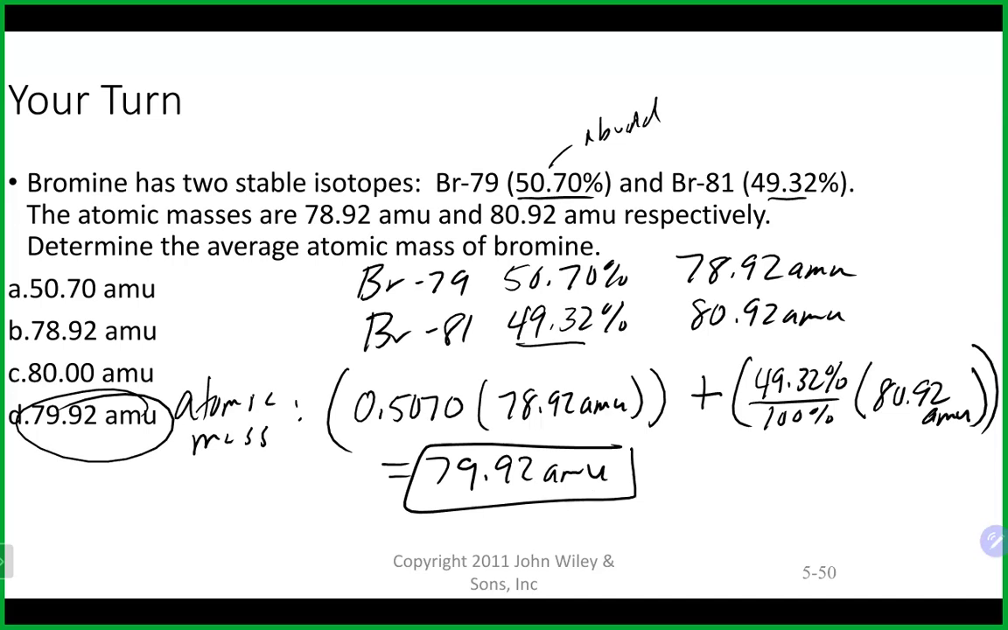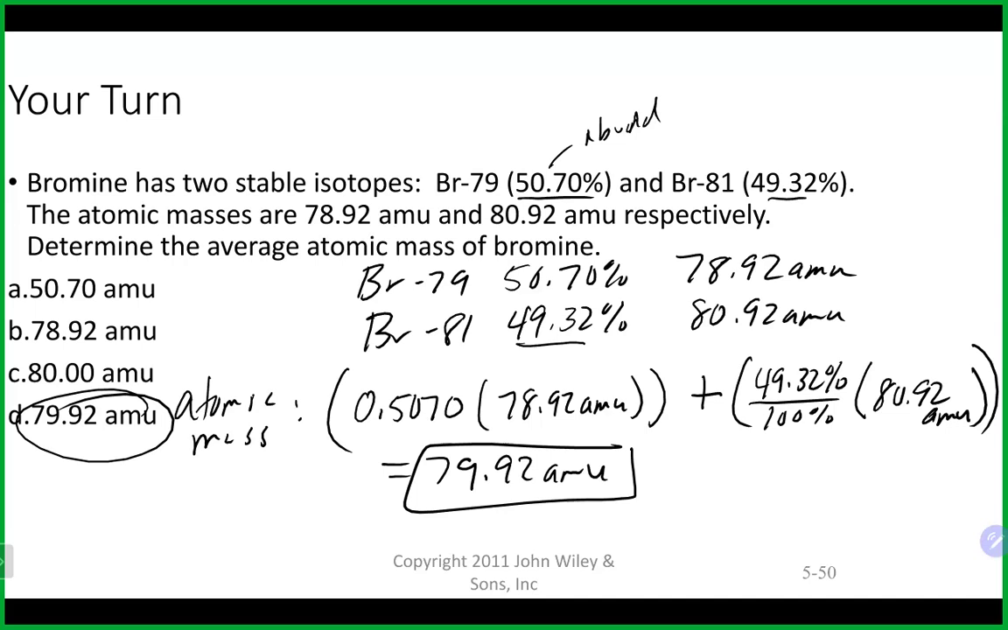Question on that? Yeah. No, because they do occur at different percentages, so they're not 50-50, right? Because they do occur at different percentages, you do have to take those percentages into account. So the average is not necessarily an average of the atomic masses, but it's the average of the masses of all of them kind of together, the naturally occurring ones.